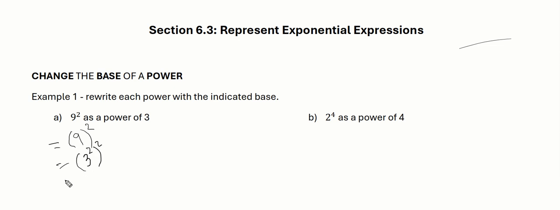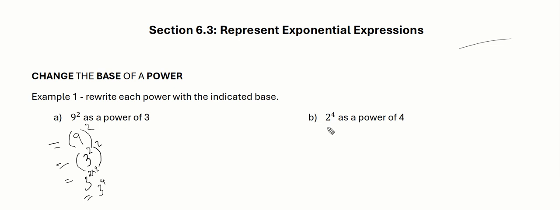And from the previous lesson, you can distribute powers in such a manner. So this will be 3 to the power of 2 times 2, which would give you 3 to the power of 4. There we go. Now it's to a power of 3.